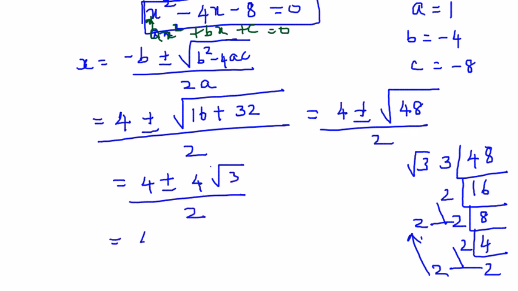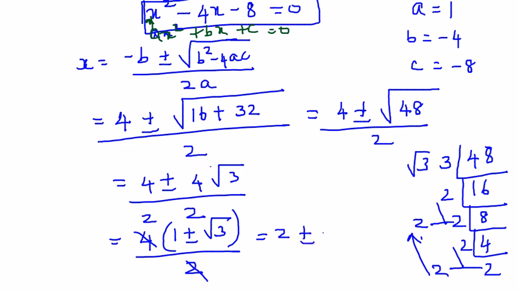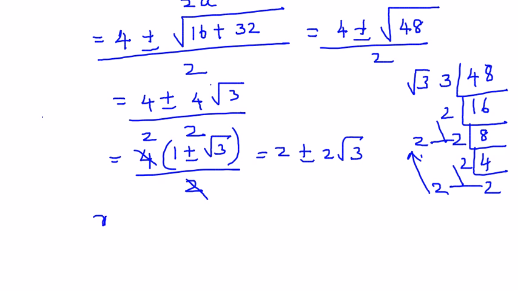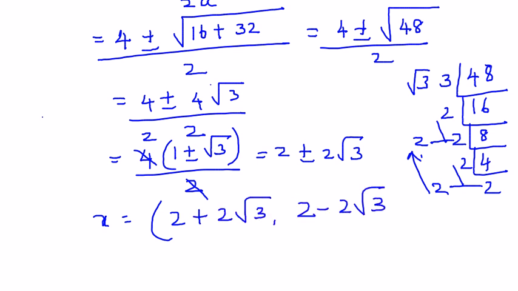Now let's take 4 common out in the numerator. 1 plus or minus root 3 by 2, and you cancel this, it becomes 2 plus or minus 2 root 3. So x, the solution set can be written as x is equal to 2 plus 2 root 3 and 2 minus 2 root 3. Got it?